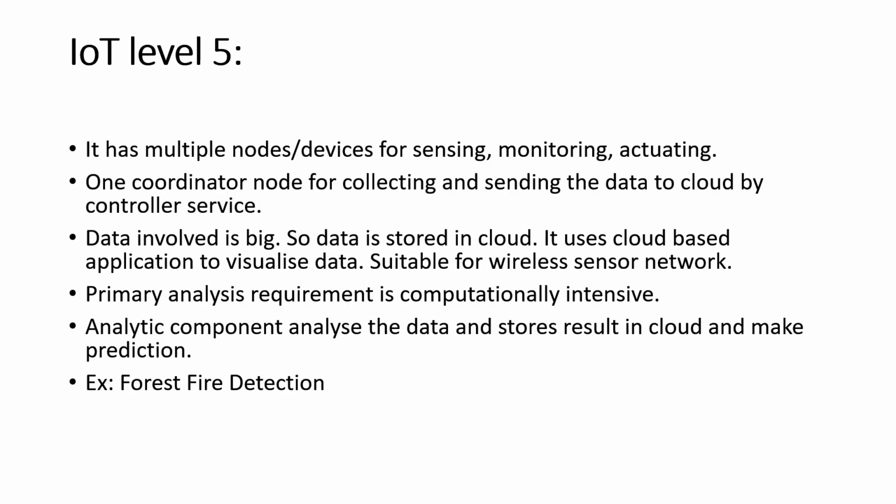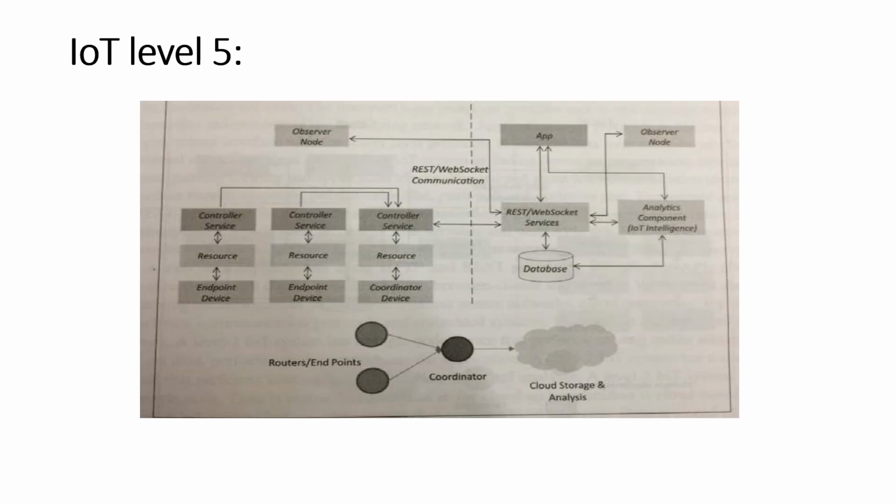IoT level 5. It has multiple nodes or devices for sensing, monitoring and actuating. One coordinator node collects and sends the data to the cloud by the controller service. Data involved is big, so data is stored in the cloud. It uses a cloud-based application to visualize data. Suitable for wireless sensor networks. The primary analysis requirement is computationally intensive. The analytic component analyzes the data, stores results in the cloud and makes predictions. For example, forest fire detection. Here is the level 5 diagram.